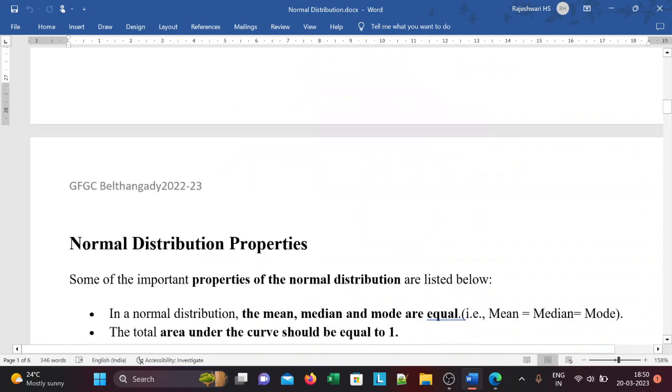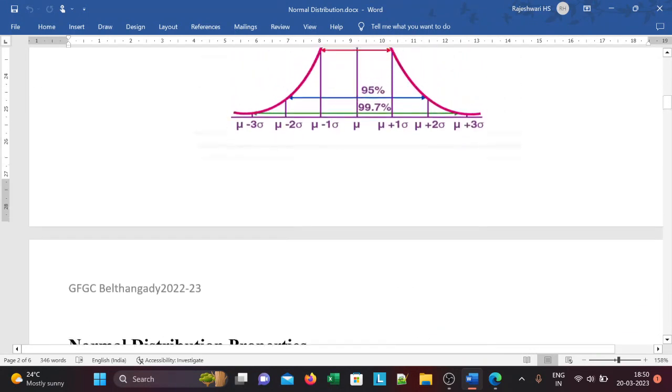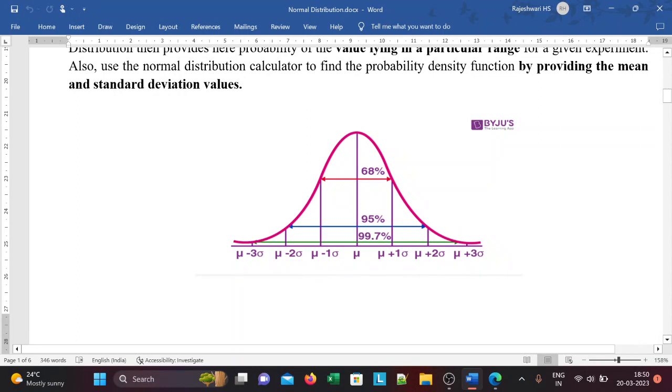More on this, we can see the properties. See the first one: the mean, median, and mode should be equal. The mean equals the median, and the median equals the mode. That means this mean value will lie at the center. So the mean value should be equal to the median and mode.